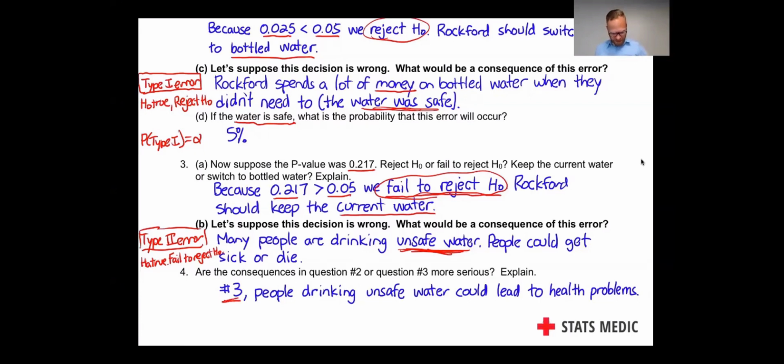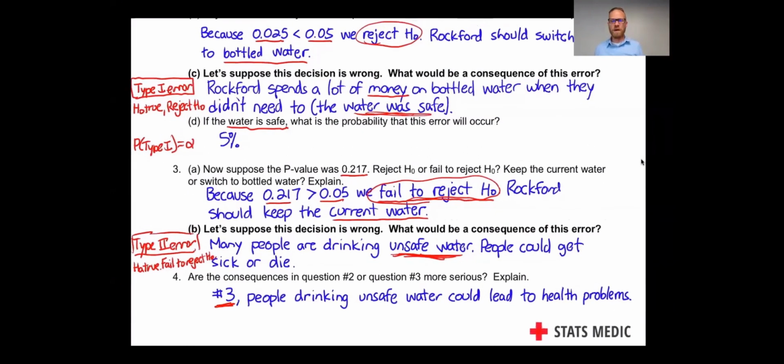And I think very clearly here, the consequences in number 3 are much, much more serious, because we certainly don't want people drinking unsafe water that could lead to health problems there. So we definitely think in this case that the type 2 error has much more serious consequences than the type 1 error. So let's go ahead and summarize what we learned in the activity in the important ideas.